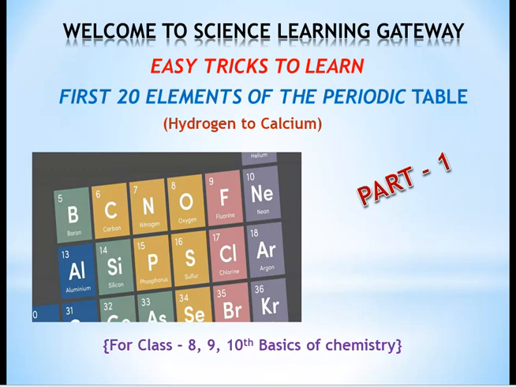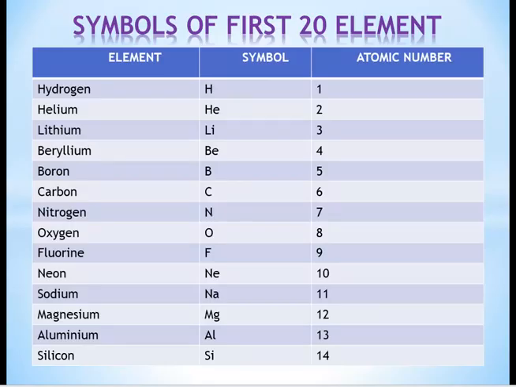So now let's start with the basics for class 8th, ninth, and 10th chemistry, and this is part 1 of that series. In the next video I will tell you how to write the electronic configuration, find the valencies, etc. After that we will learn how to find the number of protons, electrons, and neutrons. After that we will learn how to write the mass number also. So these things we'll learn in this basics of chemistry. So let's start with the first 20 elements of the periodic table.